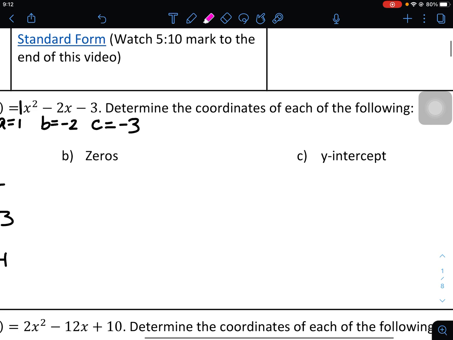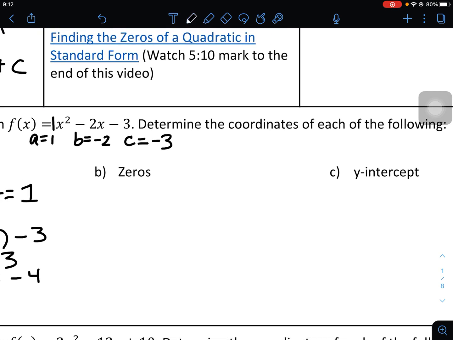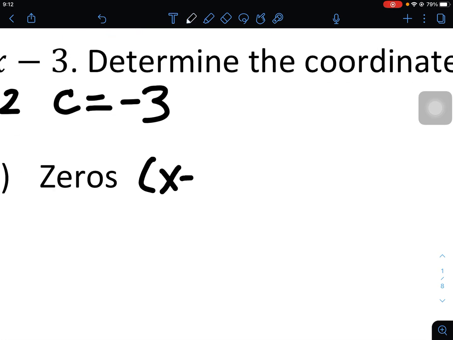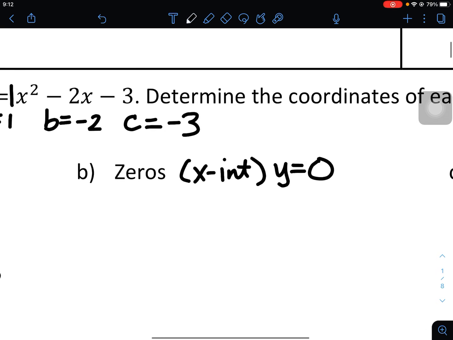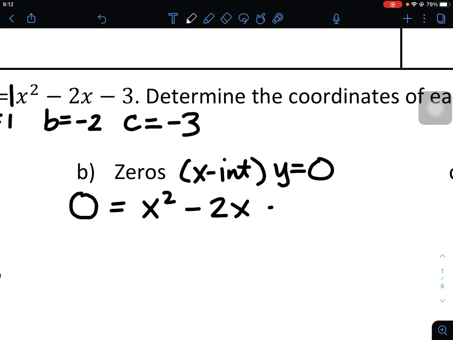In order to find the zeros, which is another name for your x-intercepts, please remember that the y value must be equal to 0. That's why we call them zeros. It's where we cross the x-axis and the y value is equal to 0. So I'm going to rewrite my equation to be 0 equals x squared minus 2x minus 3. And since this is not in factored form, I need to factor it in order to pull out the solutions and turn them into zeros.